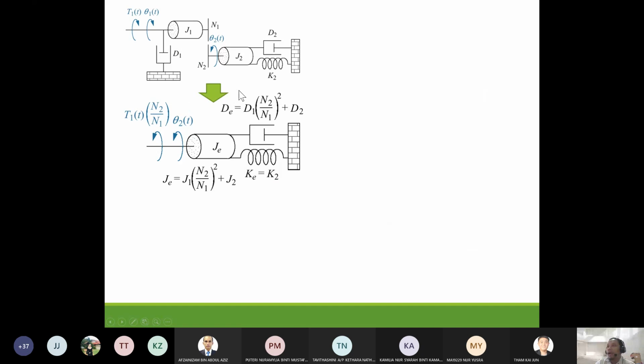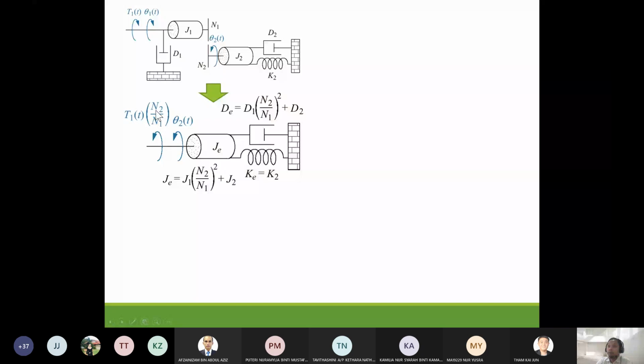So we have transferred everything just now from D1, J1, and the spring. So we transferred D1, we get the D equivalent. We transfer J1, then we get J equivalent. And we don't transfer spring because there is no spring from theta 1. So the K equivalent equals K2.